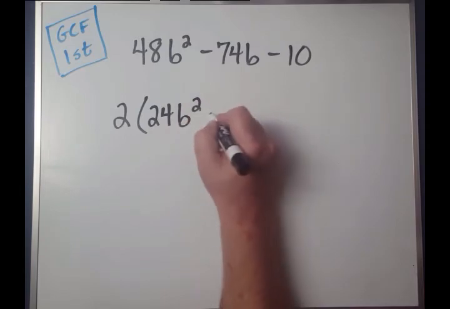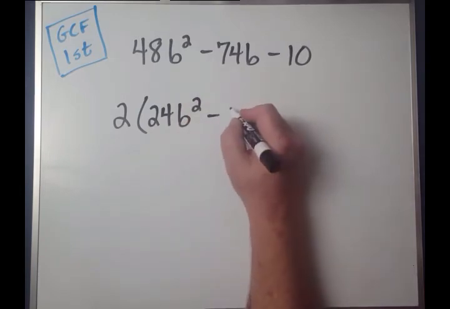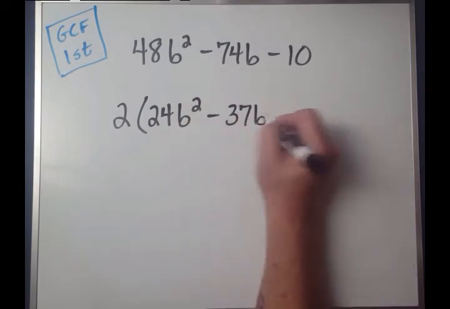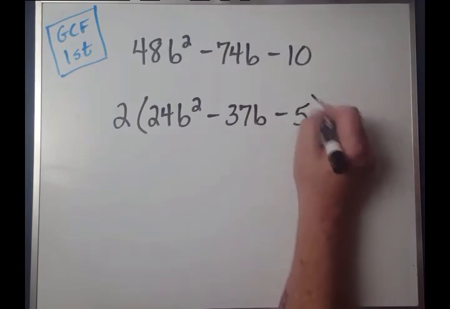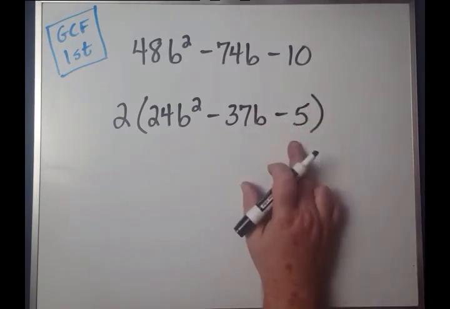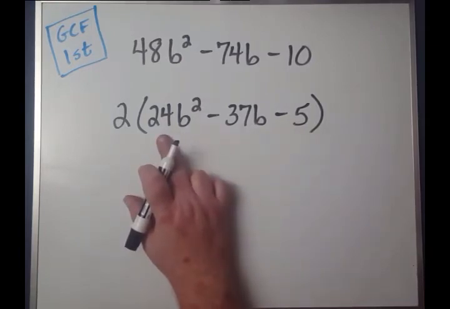24b squared minus 37b minus 5. Oh, I like those numbers better, right? Because 5 is prime, there's only one way it can fall apart. I'm just going to be guessing at this 24.